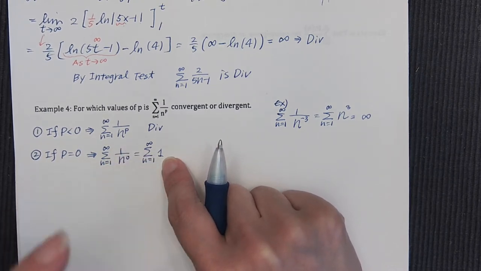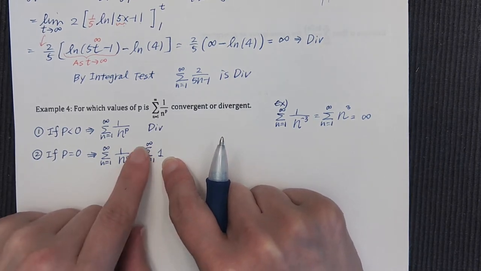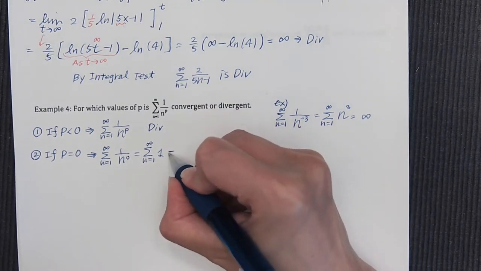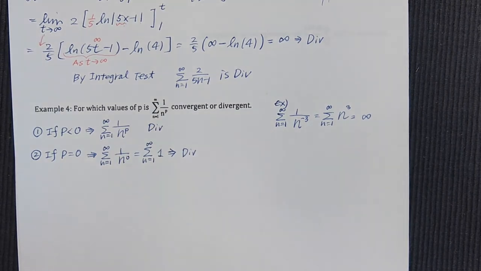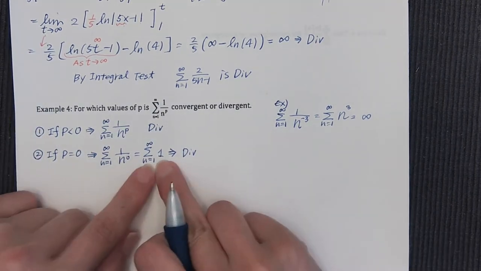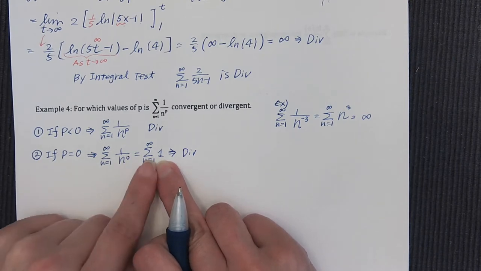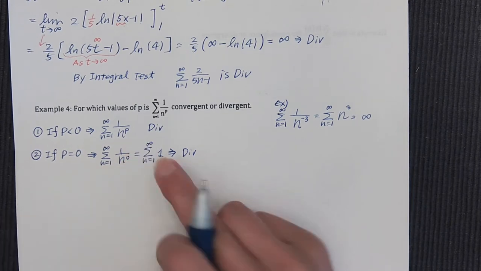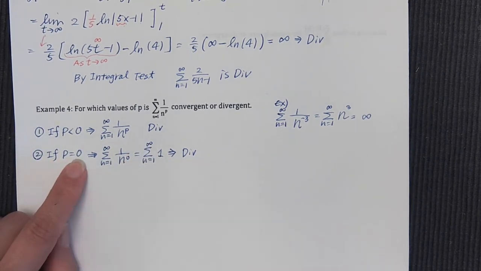You have 1 plus 1 plus 1 plus 1 plus 1 plus 1 plus 1 forever. Let's add it. So what's going on? This is infinity. It's a divergent. That's it. Because forever you're adding 1, until infinity. So that's why its answer is divergent. So even if P equals 0, it's a divergent.